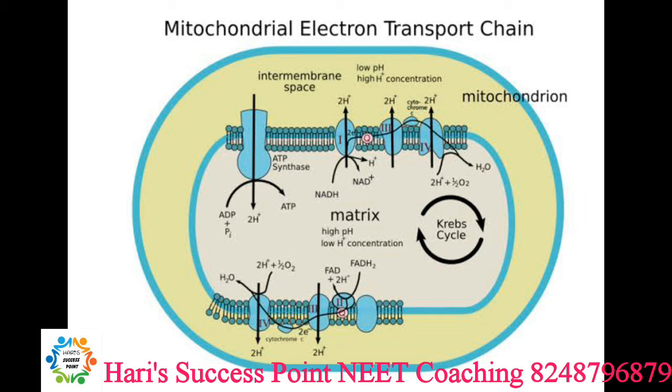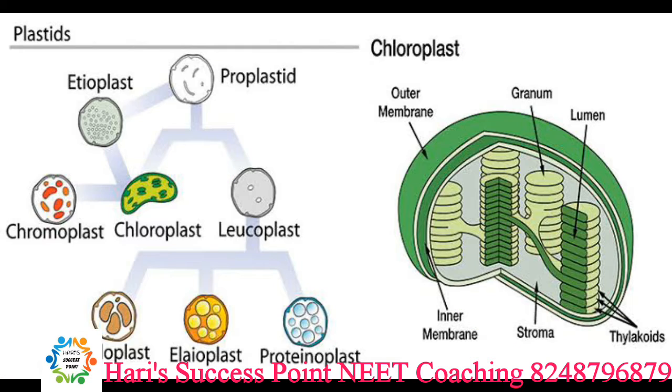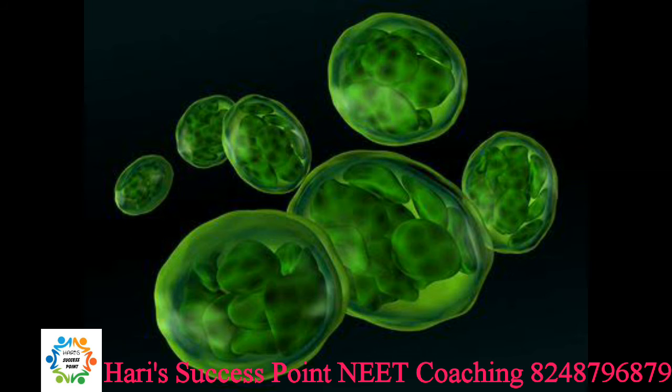Then, we are going to see another cell organelle called plastids. Plastids are found in plant cells and euglenoids. They contain specific pigments and impart a specific color to the plants. Plastids are of three types: chloroplast, chromoplast and leucoplast. Again, these can be divided into different groups. The most widely present plastid is the chloroplast, which contains chlorophyll. This chlorophyll pigment provides green color to the cells.